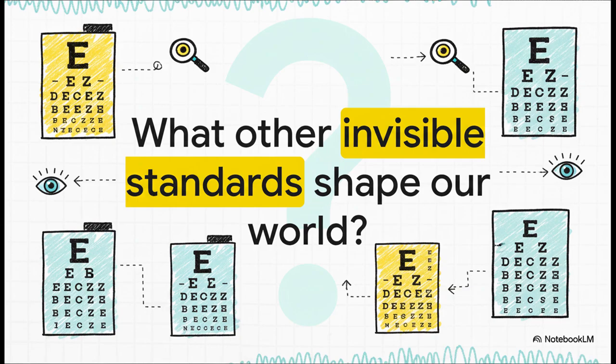The switch from a simple, conventional chart to a logarithmic one completely changed how we see sight itself. It makes you wonder, doesn't it? What other invisible scientific standards are out there, quietly and precisely shaping the world all around us?